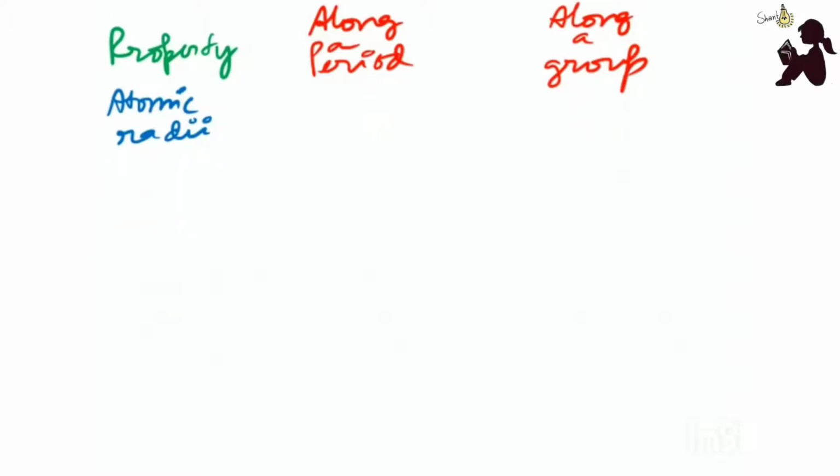Now we're going to see ionization potential or ionization enthalpy. So we are writing it IE. That is, along a period it increases, but along a group it decreases.